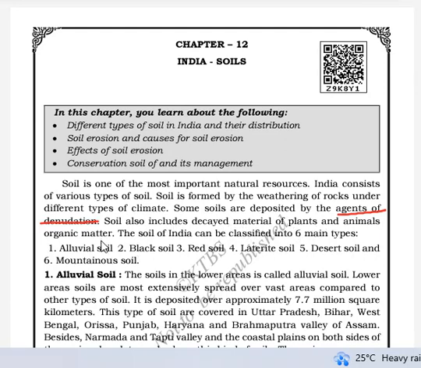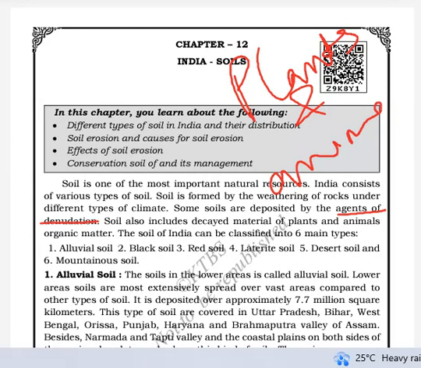Sometimes, what happens when plants and animals die? When plants and animals die, microorganisms like fungi and bacteria break their bodies into very small pieces. When these small pieces mix together, they also form soil, and that soil is very fertile for growing crops. So sometimes soil is also formed by the decayed parts of plants and animals.